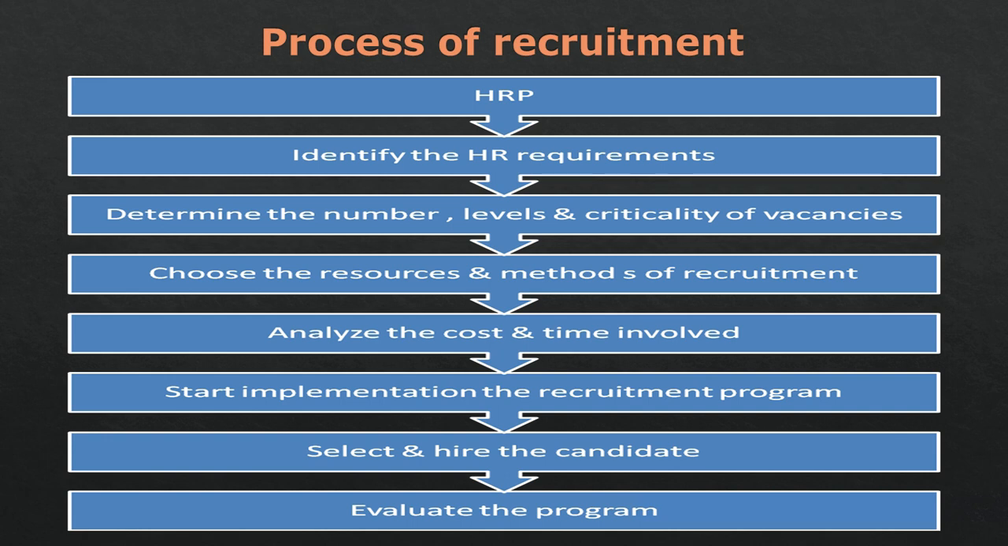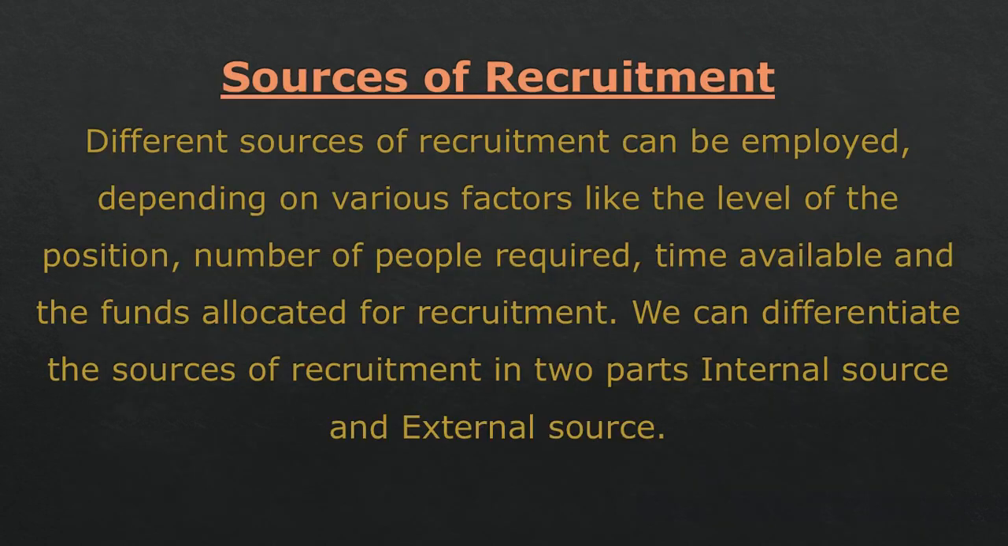Process of recruitment. HR planning identifies the HR requirements and determines the numbers, levels, and criticality of the vacancies. Level means the positions. It can be senior level, junior level, or top level. Then choosing the sources and methods of the recruitment, like internal sources or external sources. Analyzing the cost and time involved, that is, an analysis of what the cost of the recruitment will be. Start implementation of the recruitment program. Select and hire the candidates. Evaluate the program. After completing this process, the management is required to calculate the cost of recruitment.